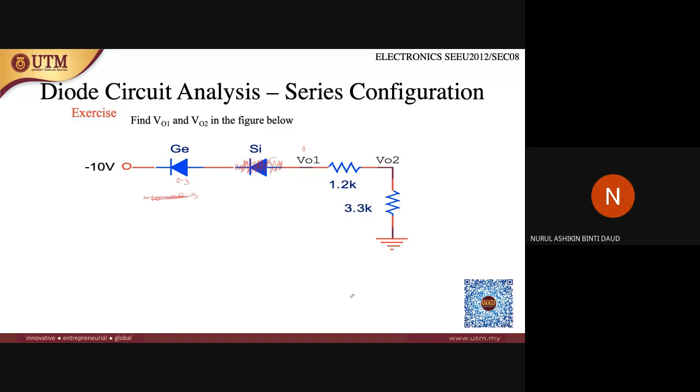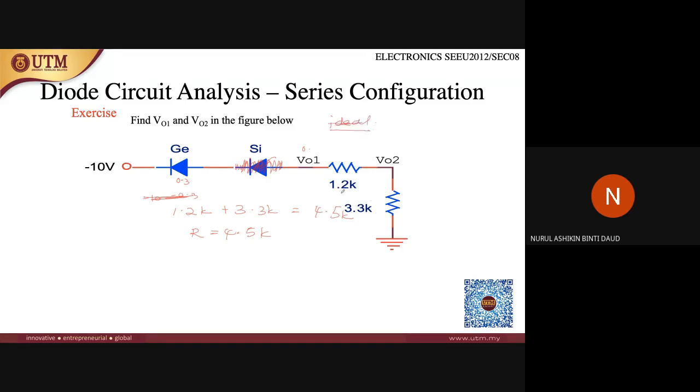First of all, you need to find the total resistance here first. 1.2K plus 3.3K. So the answer is how many? 4.5K. So that is the total resistance, right? So V is minus 10. Does the Ge diode not have resistance? No, we assume that this is ideal.